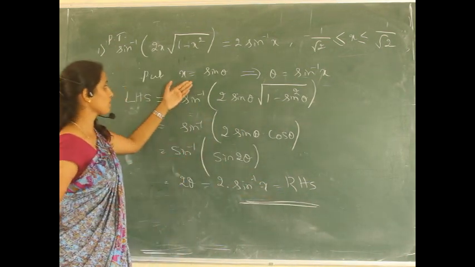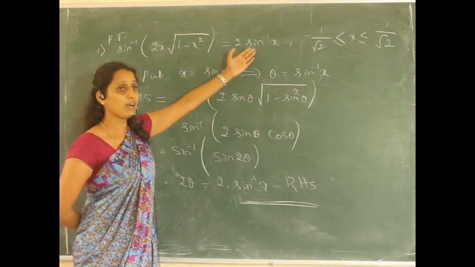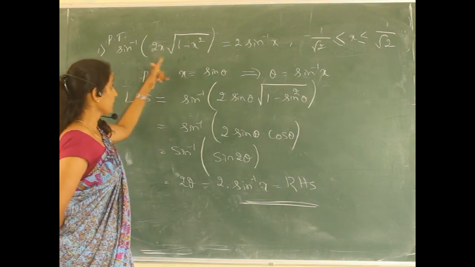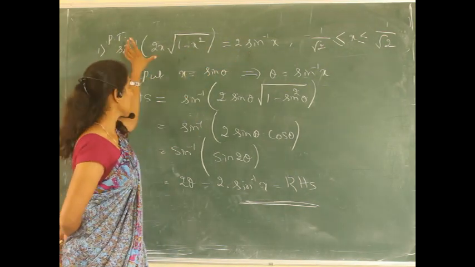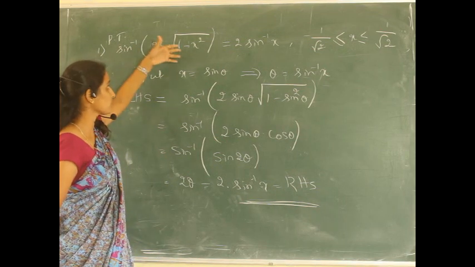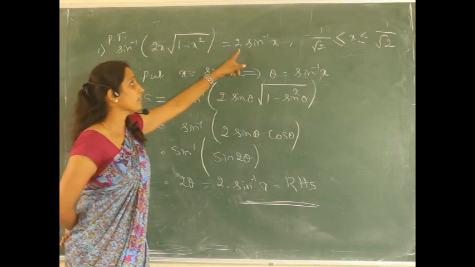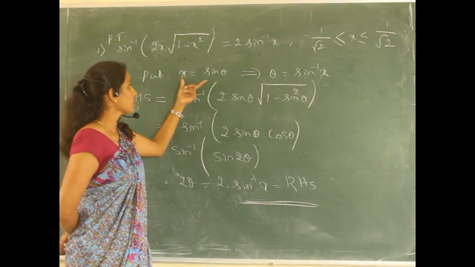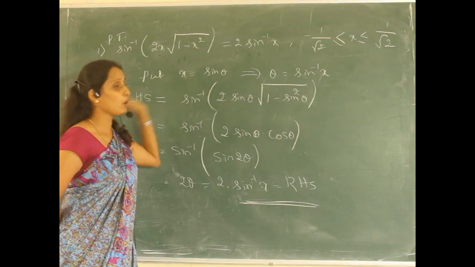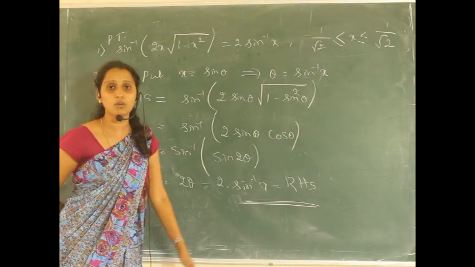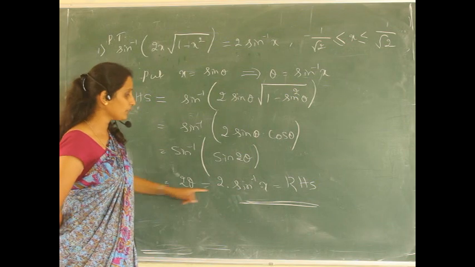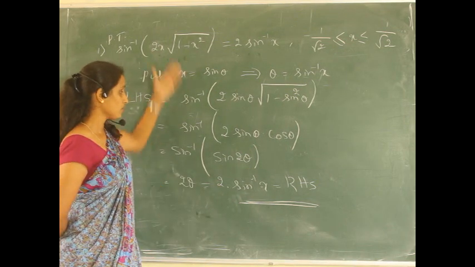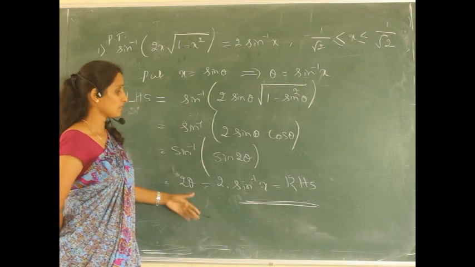Here we make the substitution x is equal to sine theta because we have to get the answer in terms of 2 sine inverse x. But in the next problem, the same problem is given in terms of 2 cos inverse, so the answer should be in terms of 2 cos inverse. There we have to make the substitution x is equal to cos theta. This is the problem I had done in the first video, so once again you go through this and solve.